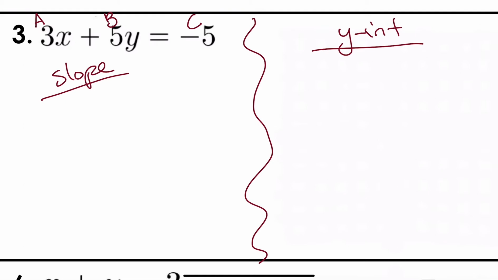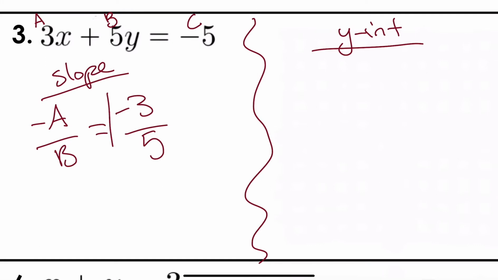All right, my slope is going to be opposite A over B. So if I have A as 3, I want a negative 3 to go on top here. And then we need our B. B is 5, so I'm going to write a 5 in here. Okay, negative 3 and 5 cannot be reduced, so that's it. Negative 3 over 5 is my slope.